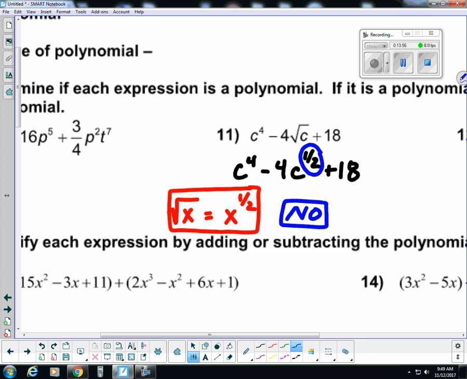Polynomials only have integer exponents. Okay, remember integers 1, 2, 3, 4, 5, 6, 7, 8, 9, 10. Okay, numbers like that. They don't include like 1/2 and 3/4 and 5/8. All right, you can only have integer exponents if you're going to say yes, this is a polynomial. Okay, so what I've circled there, that makes that not a polynomial.